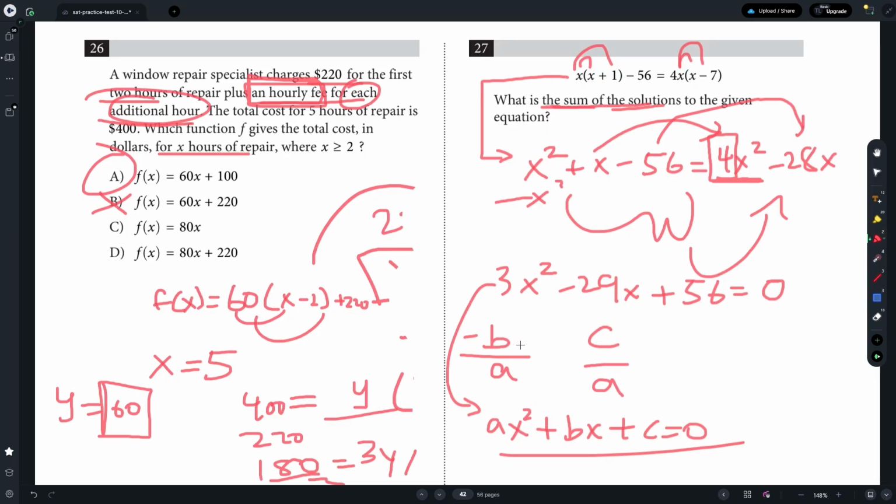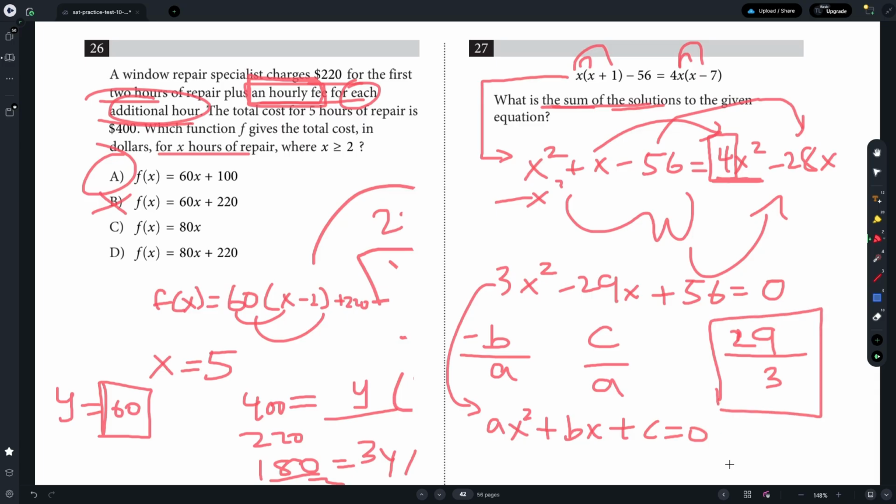We know that negative b over a in this specific equation is negative negative 29, which is just positive 29, right? So we can just write positive 29 over 3, which is a. And this is the answer to the sum of the solutions, right?